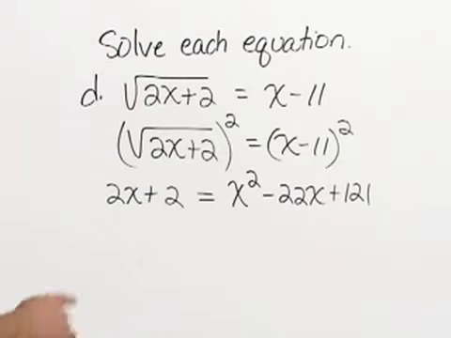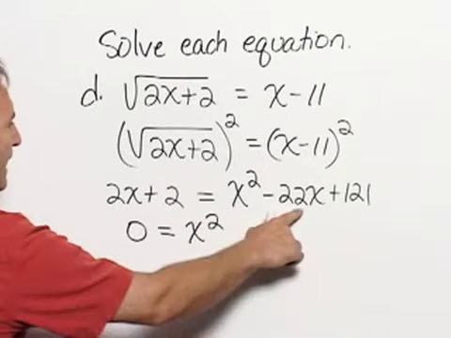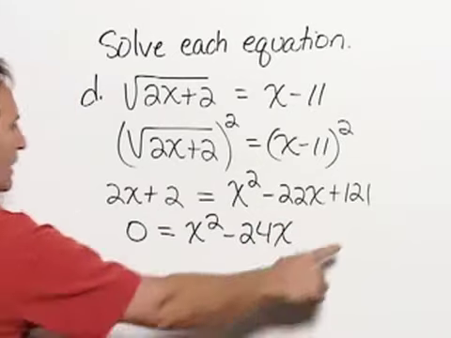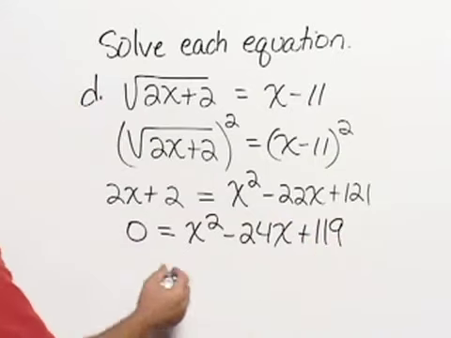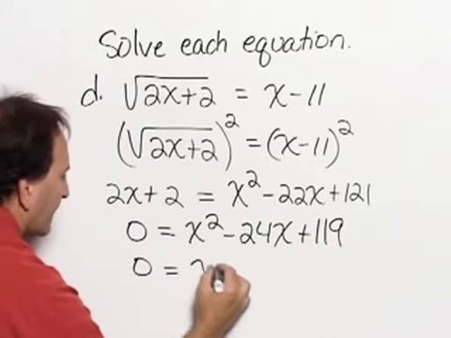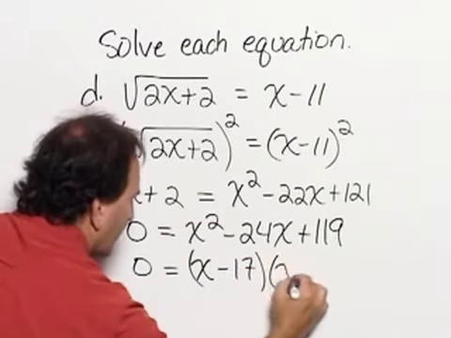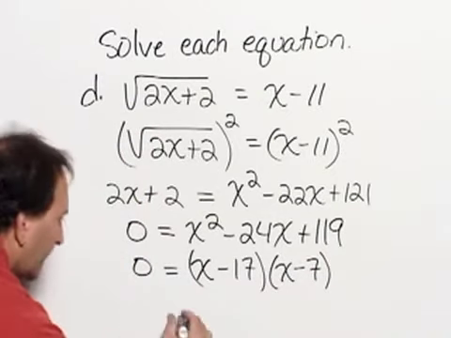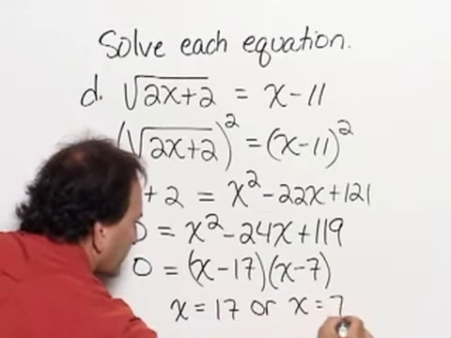Combining everything on one side, we would subtract 2x and subtract 2 from both sides. So we would have 0 equals x squared, and then minus 22x minus 2x is minus 24x, plus 121 minus 2 is 119. Factor the right-hand side. It factors as x minus 17 times x minus 7. That gives us two possible answers, x equals 17 or x equals 7.